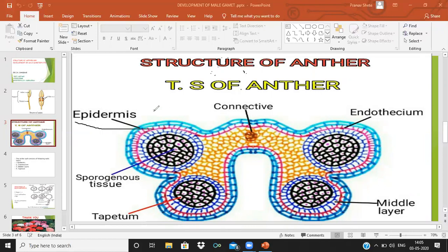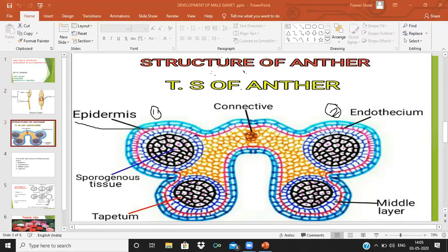Epidermis is the first and outermost layer. It is compactly arranged, and of course its function is protective. This is the epidermis. The second layer is called the endothecium.